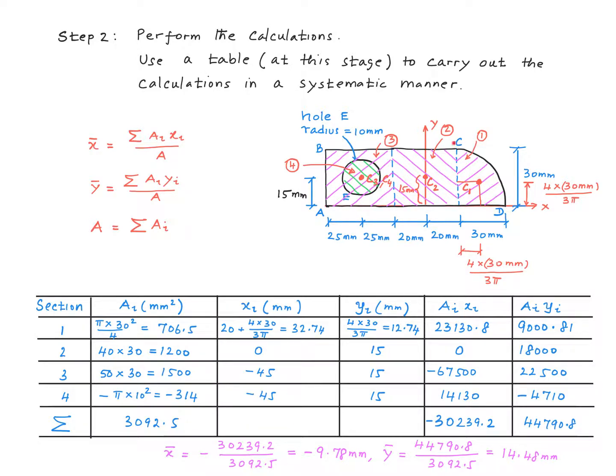Area of this quarter circle equals area of the full circle divided by 4, right? Area of the full circle with this radius would be pi r squared. So that's pi times 30 squared. So that's what I have over here. The area of this circle, full circle, is pi times 10 squared. But we need to have a negative sign in front of that because this represents a hole and it's going to be subtracted, right?